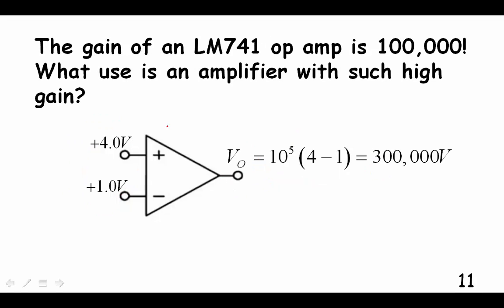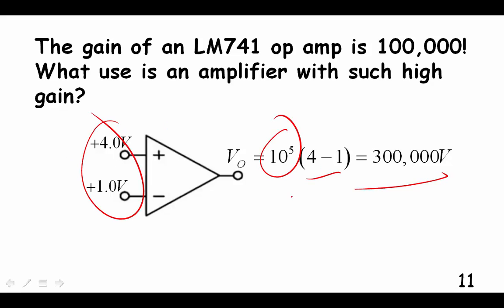Well, an LM741 op amp has a gain of 100,000. So if we have a difference of 3 volts on the input, we get an output of 300,000 volts. Well, how can that be? It can't be. The op amp can only go up to its supply voltage.